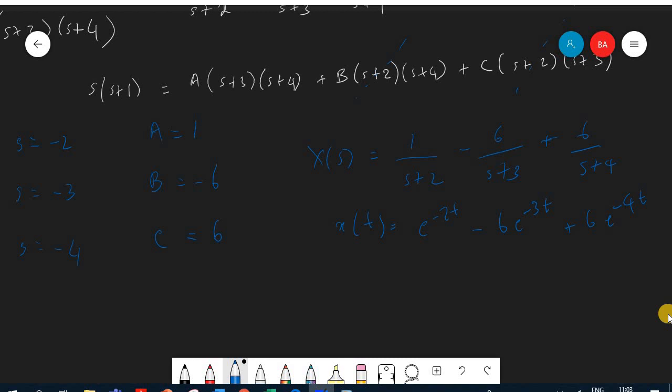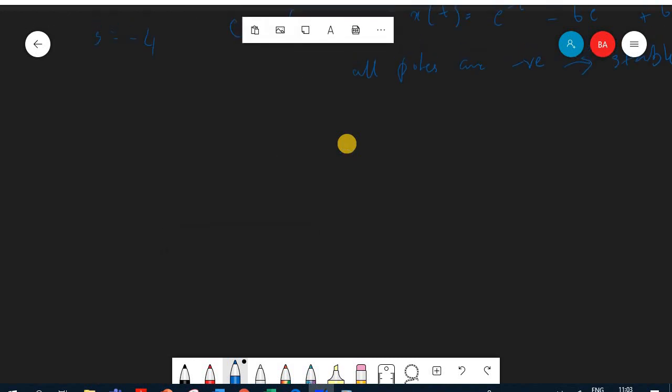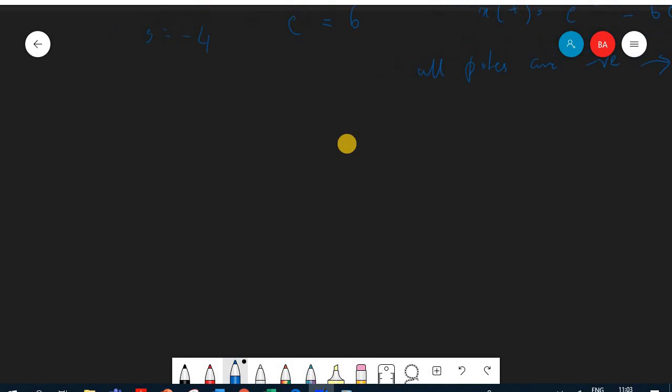So the values of the poles tell me that if all poles are negative, it means that it is a stable process. And why is it a stable process? Because all of the exponential terms will be decaying. Okay, great. So that was a good problem that we had tried to solve here. Great.